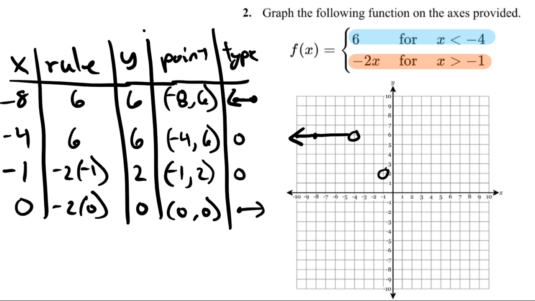So when I plot my 0, 0 here, I know it's going to continue on forever and ever from 0, 0 down this way. So I'm just going to make a ray, and it would continue to, again, go off the graph forever and ever.